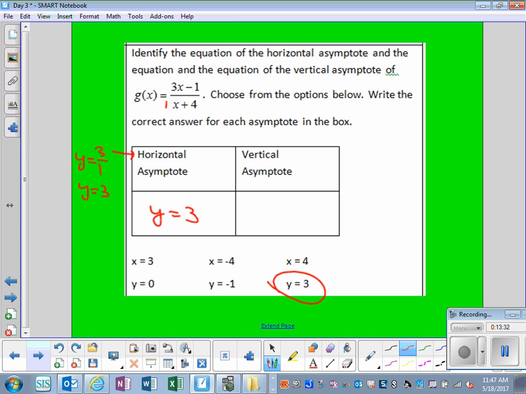Vertical asymptote. How do we figure out what vertical asymptote is? 2 ways. Algebraically, set denominator to 0. Right? Because why? Vertical asymptotes eliminate some of the values for x. So it's the problematic x's. What can be problematic here? Denominator 0. Right? That's the domain restriction. So x plus 4 equals 0. I solve for x. Minus 4 gives me x equals negative 4.